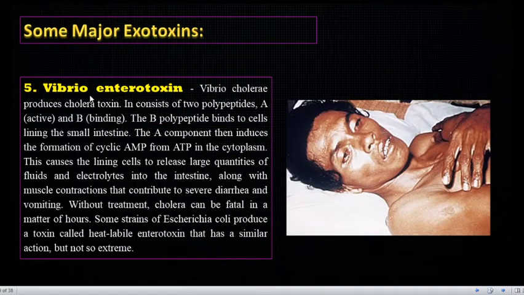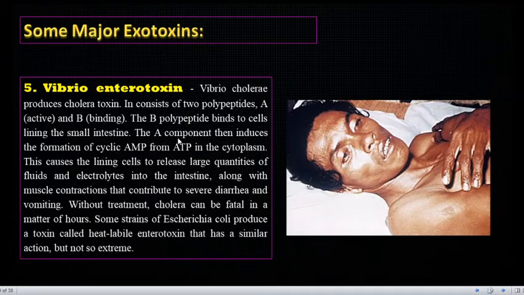Okay. Another major exotoxin is your Vibrio enterotoxin, produced by your Vibrio cholerae. Your Cholera Toxin is actually an enterotoxin, meaning it attacks the digestive system. Okay? It is also composed of 2 polypeptides, the same as your Diphtheria Toxin. It also has part A and part B. Now, the B polypeptide binds to the cell lining of the small intestine. So, B is still the binding component, and it binds with the cells of the small intestine.